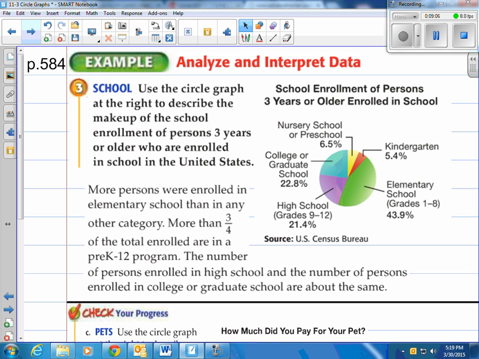Well, simply by reading this, you can see more persons were enrolled in elementary school than in any other category. More than 3/4 of the total enrollment are in K through 12. So that would be these 3 right here. The number of persons enrolled in high school and the number of persons enrolled in college or graduate school are about the same. So these are just statements you can make by just looking at the graph. Hopefully you can see those things are true.